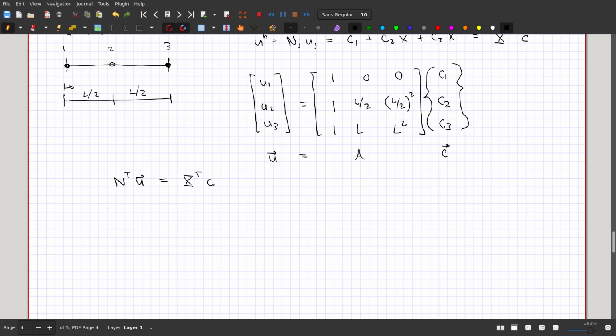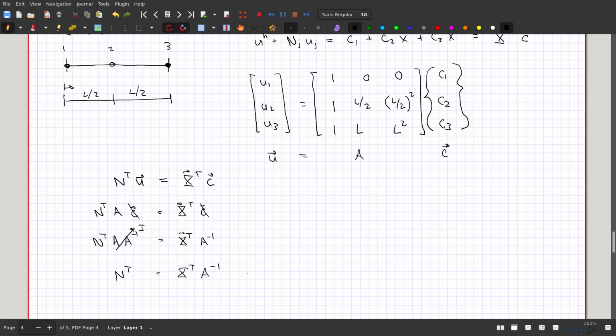So if we substitute in for U, AC, we have N transpose AC equals X transpose C. Well, these are vectors, right? The C's will cancel, and then I can multiply on the right-hand side by A inverse. So A A inverse equals X transpose A inverse. These become the identity matrix, and so ultimately I have N transpose is equal to X transpose A inverse.